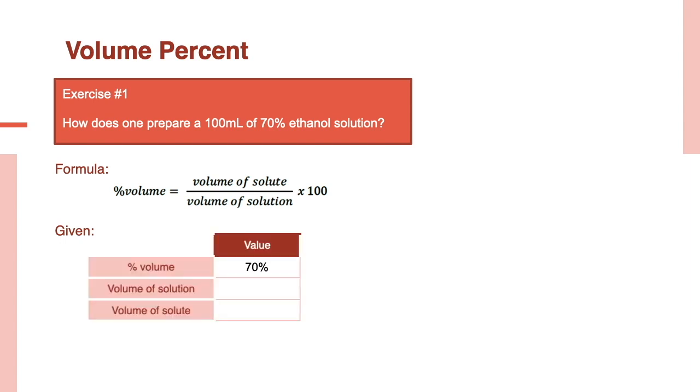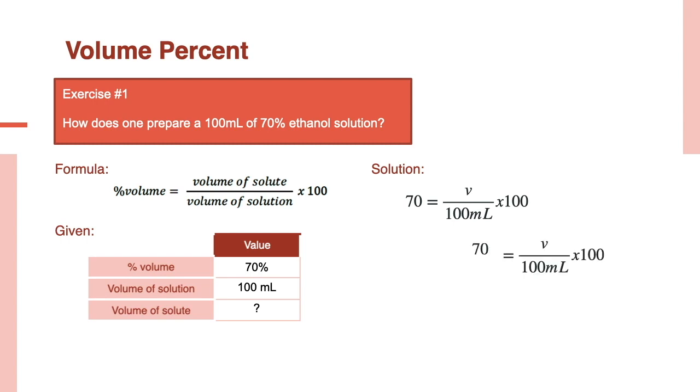Here, we're being given 70% as our percent volume, and the volume of solution will be 100 ml. And what is being asked is the volume of solute. Now, let's solve it. 70 is equal to unknown volume divided by 100 milliliters times 100.